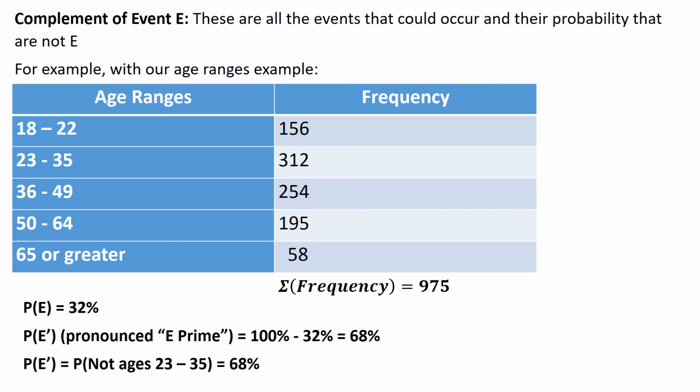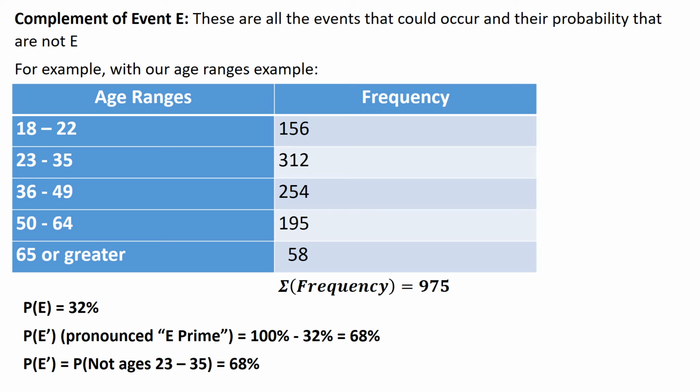Now, we can also look at the complement. The complement is the likelihood of an event not occurring given that the event occurs. We call this, if the event is a certain percent, that's the P of E, 32%. The complement is the counter of that. That's called E prime. And if our event is 32%, then the event prime would be 100%, the total amount, minus my 32%, which is 68%.